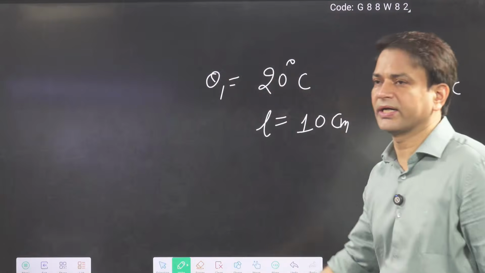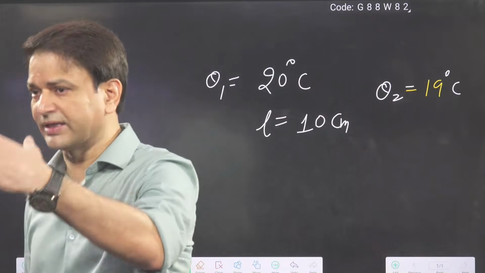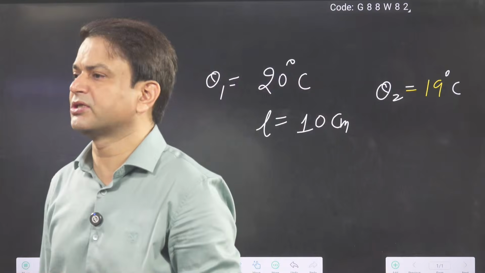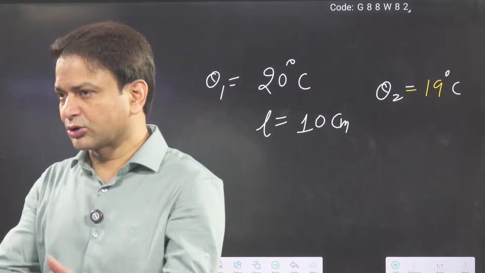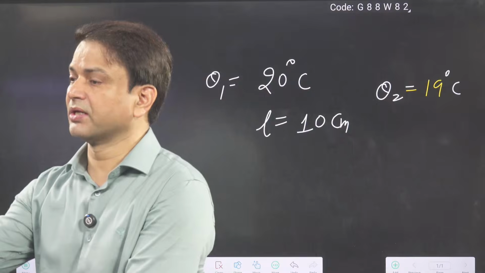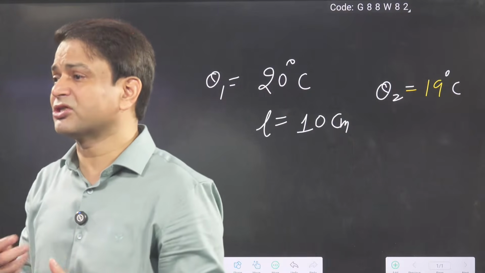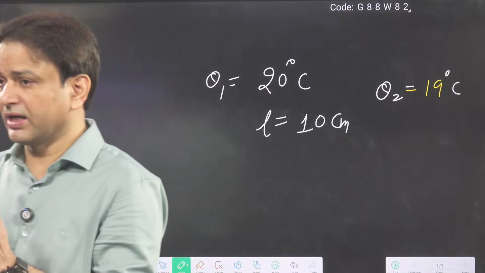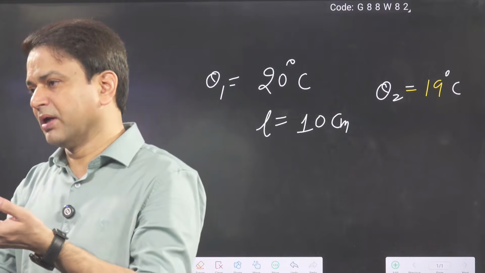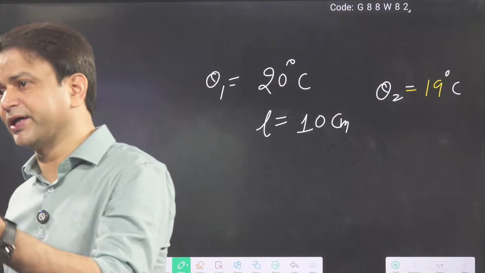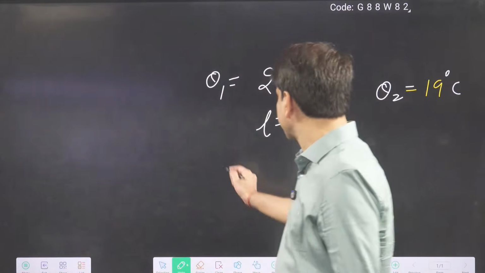So theta 1 is 20 degree C, theta 2 is 19 degree C, which means from 20 degree C to 19 degree C we are decreasing the temperature. It means what is the delta theta? Delta theta is 1 degree C. Actual original length is 10 centimeter. Then our question was what? Longer, shorter. Longer, shorter means not the final length. Means 10 centimeter is the natural length. Okay. Then what will happen? When we decrease the temperature from 20 to 19, it means how much temperature decrease? 1 degree C.